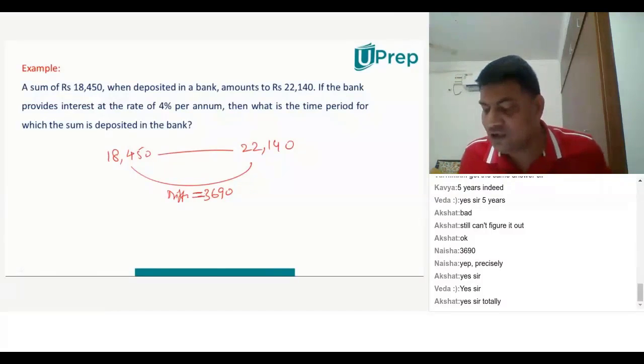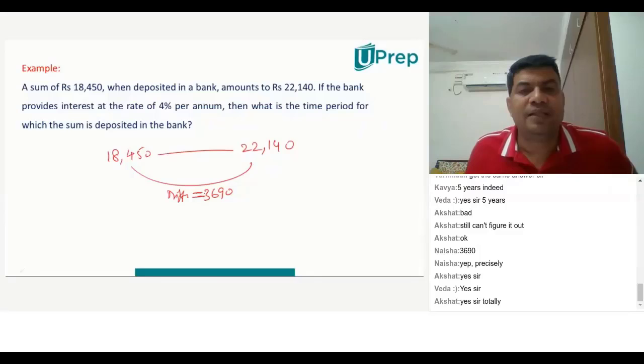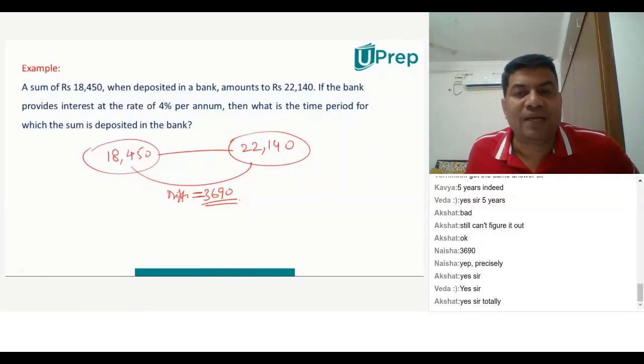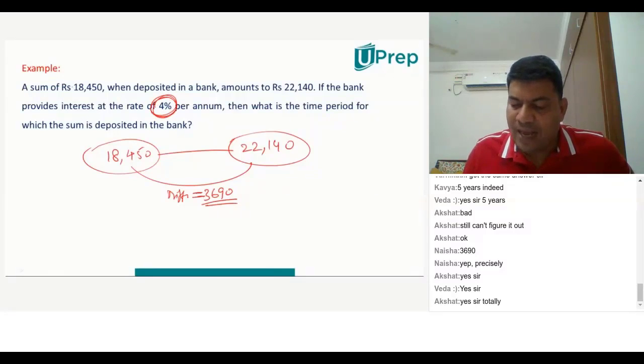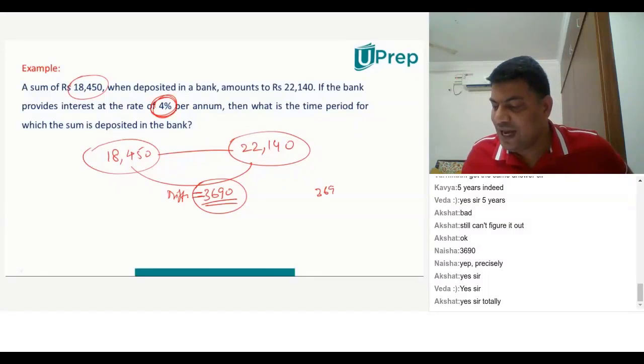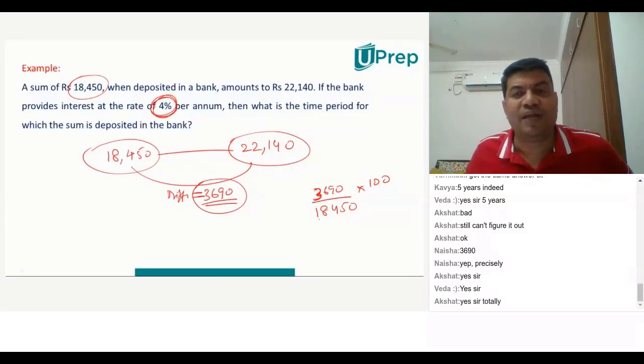Now you know 3690 is the interest that you are earning in that period. So from principal to the amount, the difference is 3690. Now, the faster way of solving this is, I am earning an interest of 4% every year, and my principal is 18,450. Correct? So basically, I am earning 3690 on a base of 18,450. Now I'll just quickly calculate what is this percentage. 3690 is what percentage of 18,450? How do I calculate?